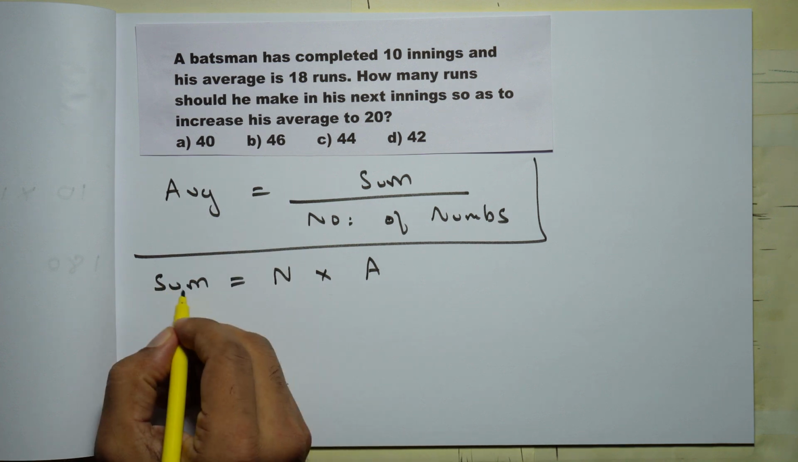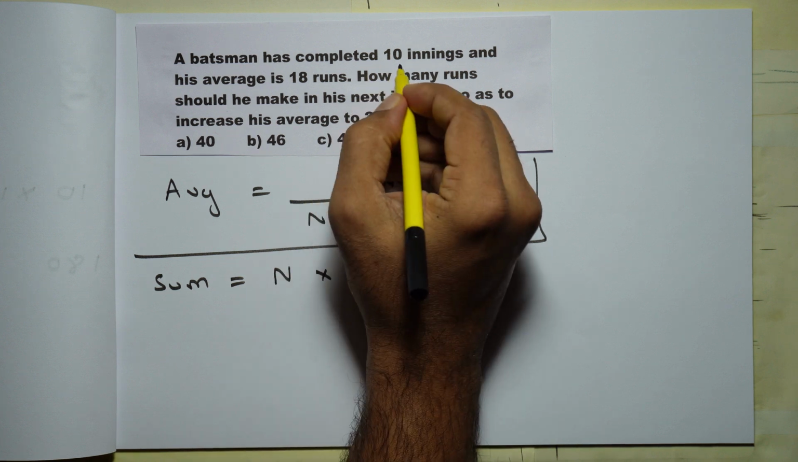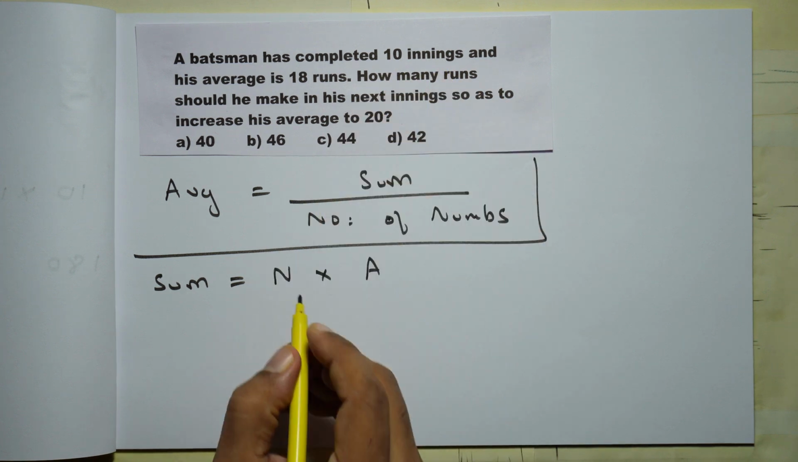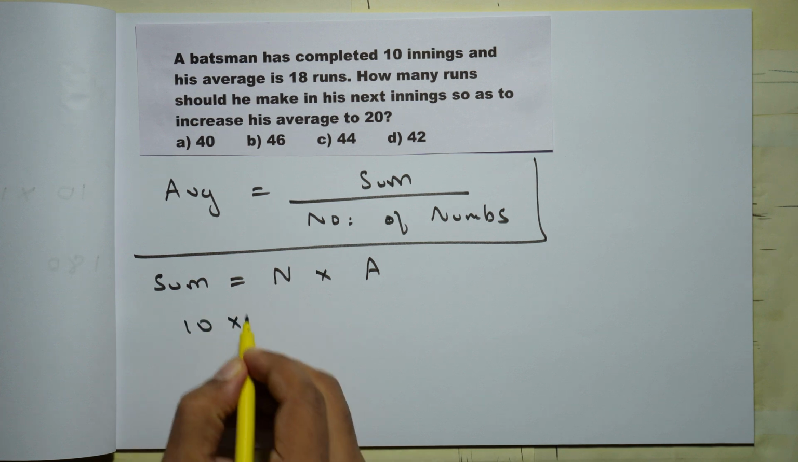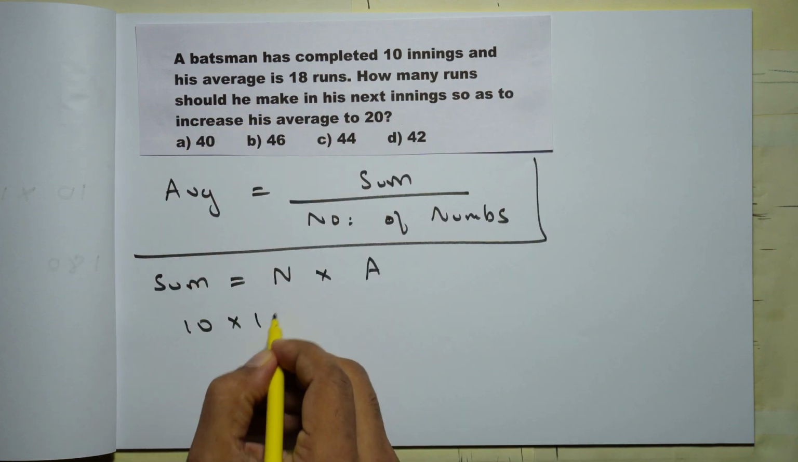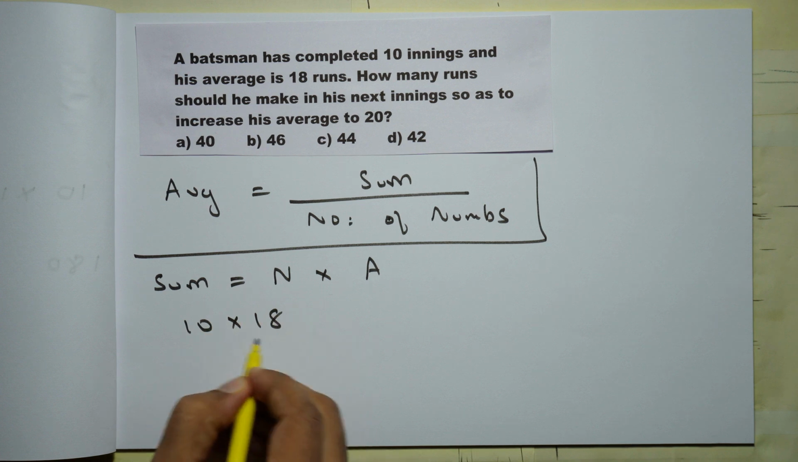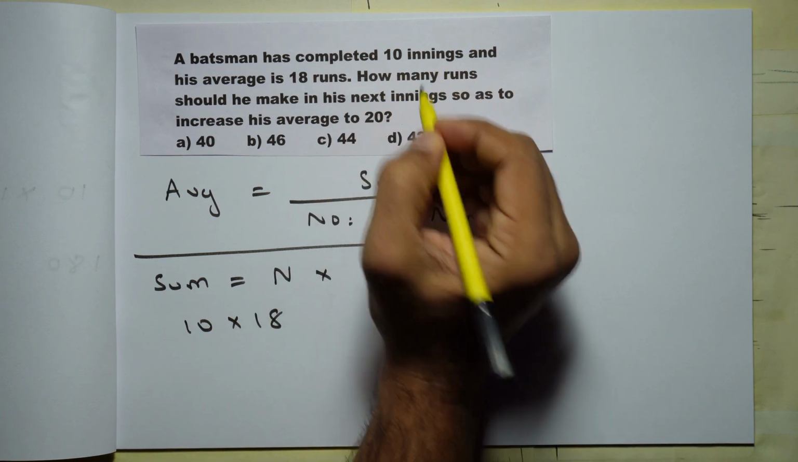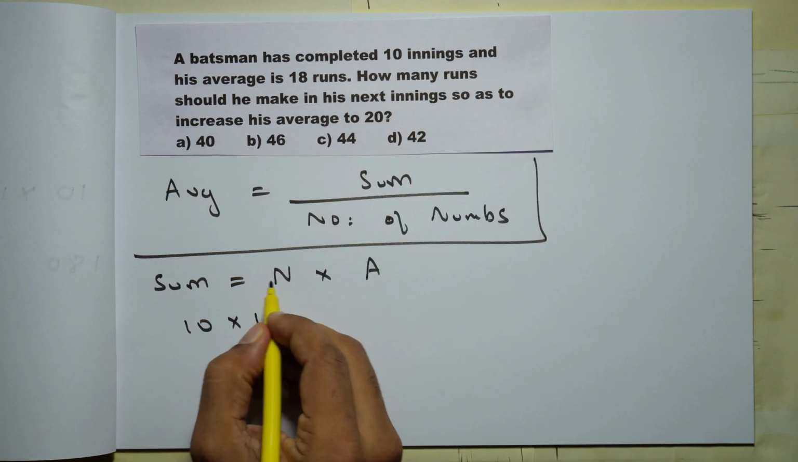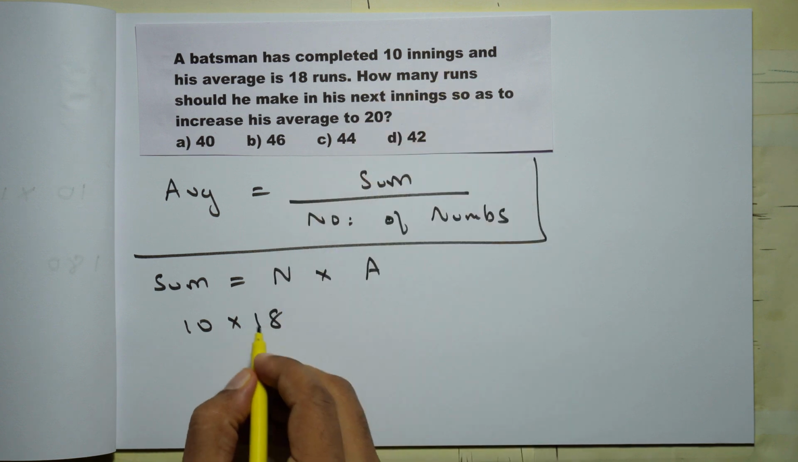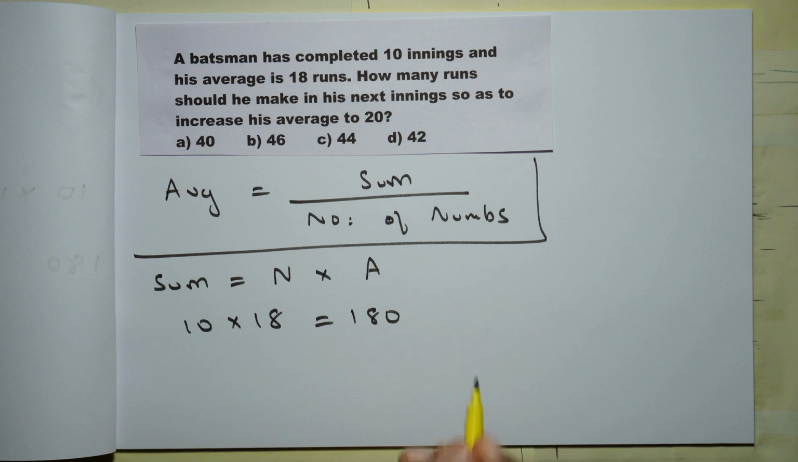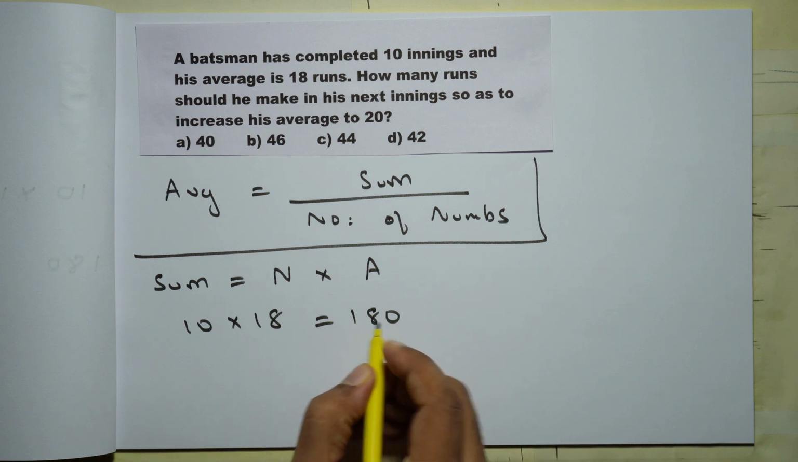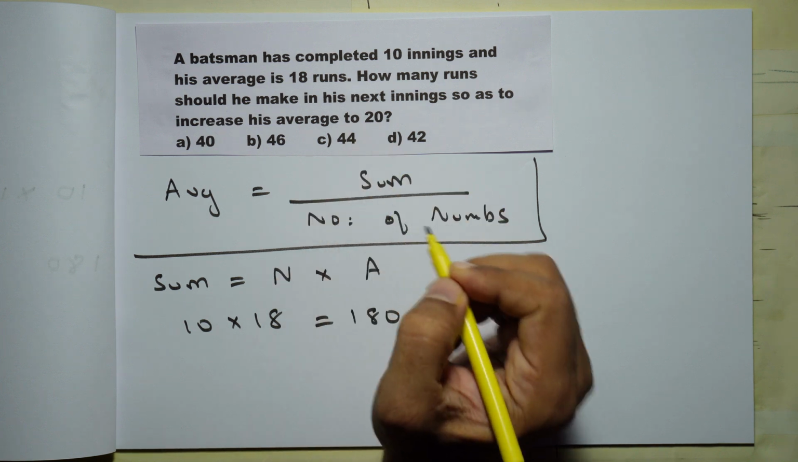So the total number of runs that he made in the 10 innings can be calculated like this. Number of innings n is equal to 10 into their average 18. This gives you the sum of all the runs that he made in the first 10 innings. So 10 innings into their average 18, their total sum is 180. So 180 is what he made in the first 10 innings.